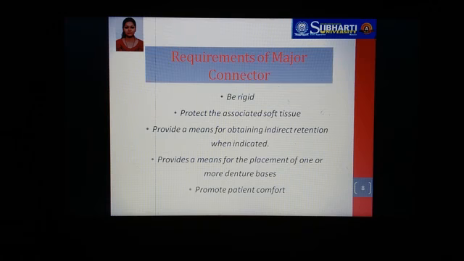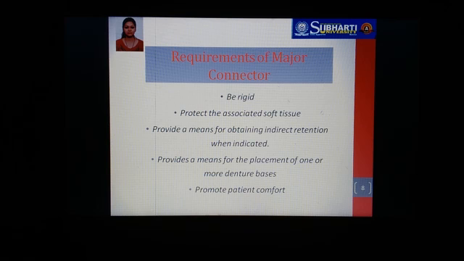So what are the basic requirements of a major connector? Firstly, it should be rigid. Why? Because it is going to unify one side of the components to the other. So it is very necessary that this component of the removable partial prosthesis should be rigid. Secondly, it should protect the associated soft tissue. Why? Because it occupies the major portion of the prosthesis and is the portion that is going to be in contact with the soft tissue.